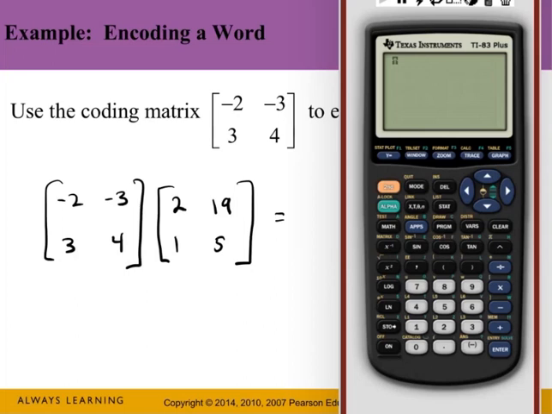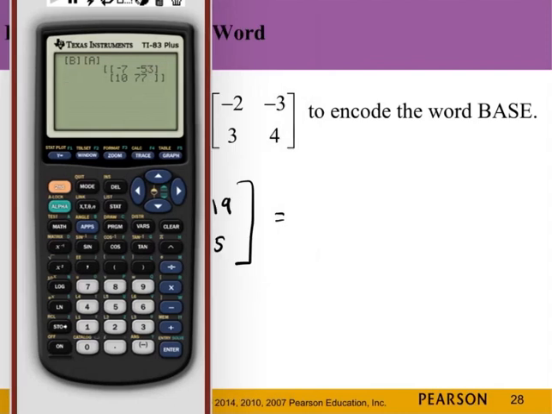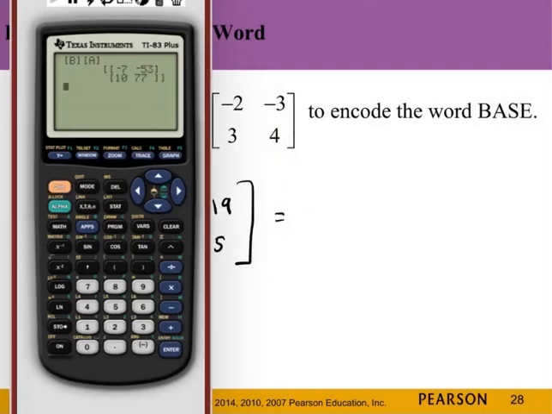let me go back and look at my matrices again. So my matrix A is the second one. Okay, so we need to say B times A. We need to say this times the matrix A. And now we got their result, right? Okay, so we got -7, -53, 10, and 77, okay?